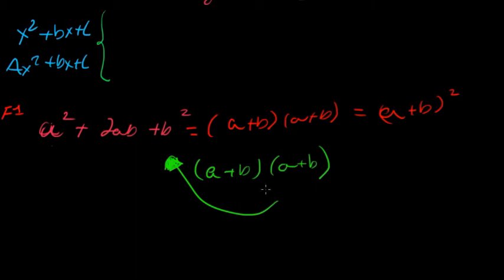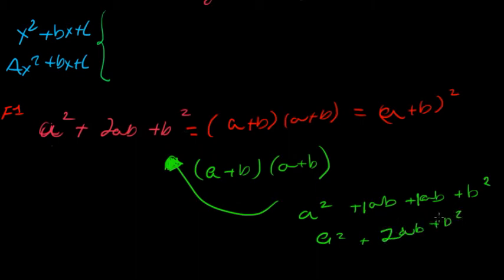So let's FOIL this. A times a will give me a squared. Then a times b gives me plus ab. Then b times a gives me plus ab. And then b times b gives me plus b squared. Well, I have a squared plus 1ab plus 1ab, which gives me plus 2ab, and then bring down plus b squared.